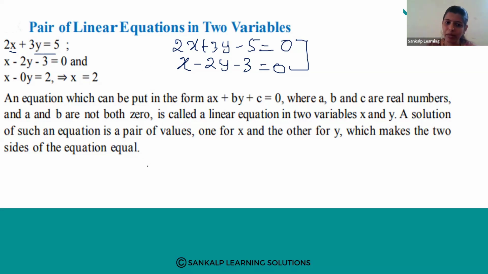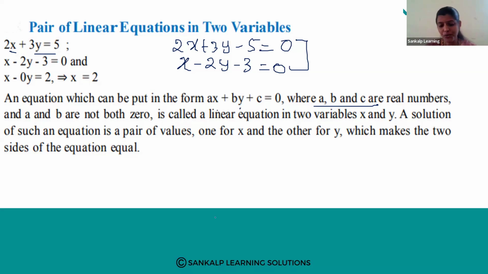An equation which can be put in the form of ax plus by plus c equal to 0, where a, b, c are real numbers. So this is very important. A, b, c are real numbers. A and b are not both 0. This is called a linear equation in two variables x and y. A solution of such an equation is a pair of values, one for x and other for y, which makes the two sides of the equation equal. See, that only I told. What do you mean by solution? Which makes the LHS part and RHS part equal, right?